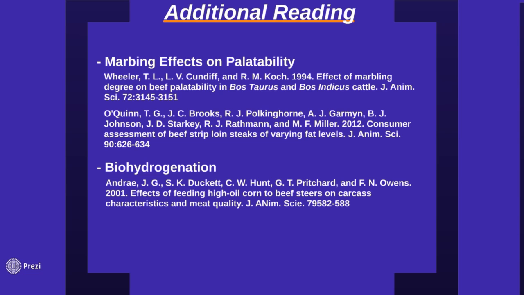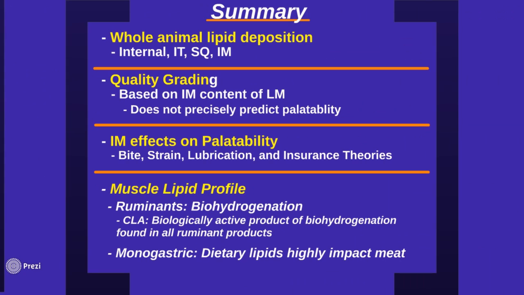Again, biohydrogenation, most of this is going to be seen as how do certain treatments, such as high oil corn versus a grass-based diet, affect the biohydrogenation? But if you search more into some of the rumen bacteria papers and microbiology, you may get some more on biohydrogenation of lipids. So with that, we'll summarize by just saying that for whole animal lipid deposition, just remember, internal comes first. The body protects itself. Then it protects the muscle with intermuscular, subcutaneous second to last, then finally intramuscular or marbling.